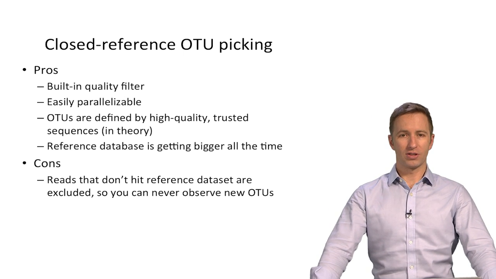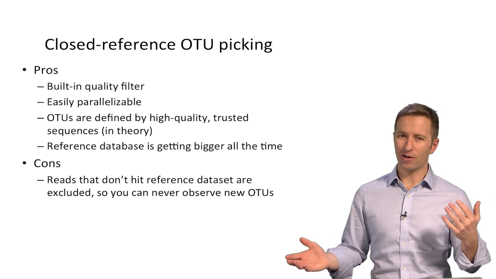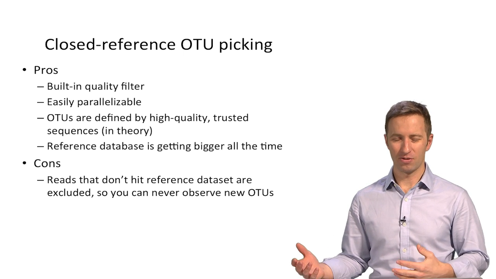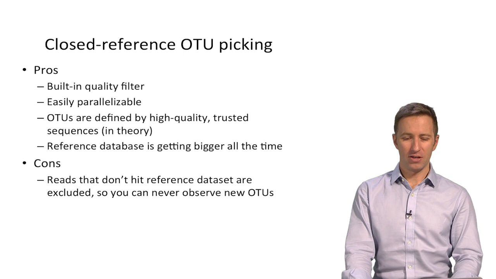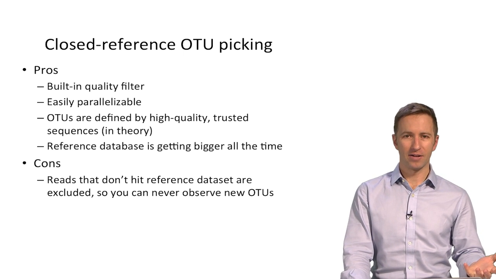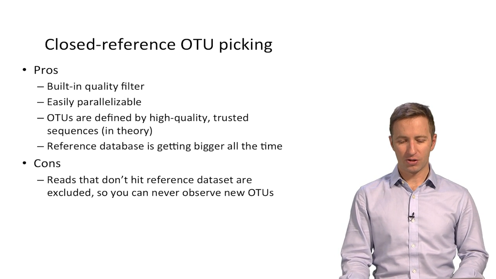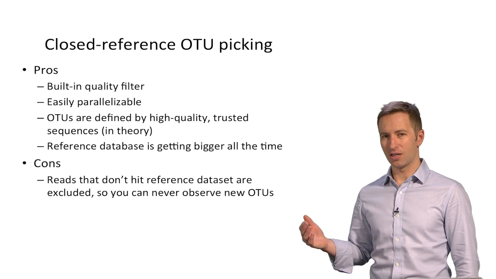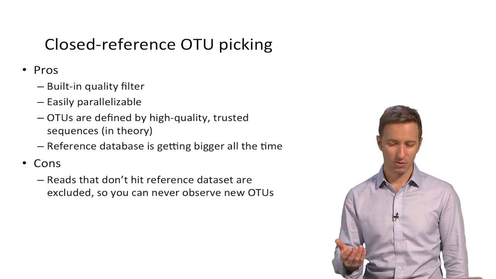Cons are, of course, anything that doesn't hit the reference database, you throw it out. So if you try to do reference-based OTU picking or OTU clustering in a soil sample, for example, you're going to be throwing out half your data because the bugs just aren't in the reference database. And of course, another disadvantage is that you're still susceptible to errors in the reference database, which we know are there.